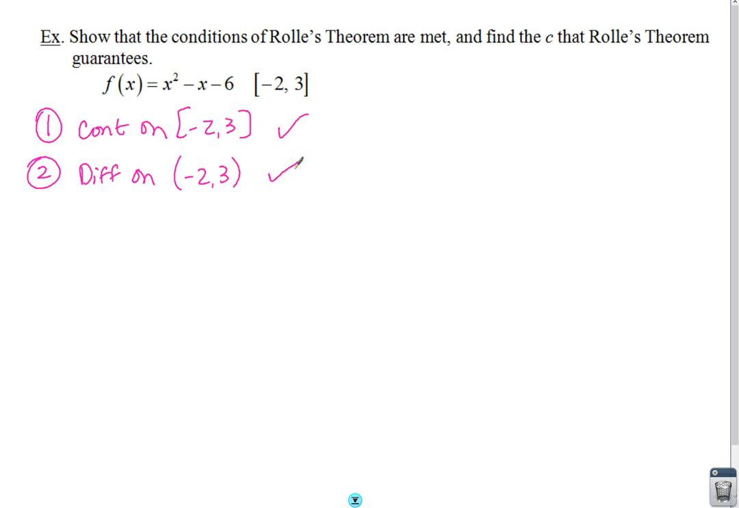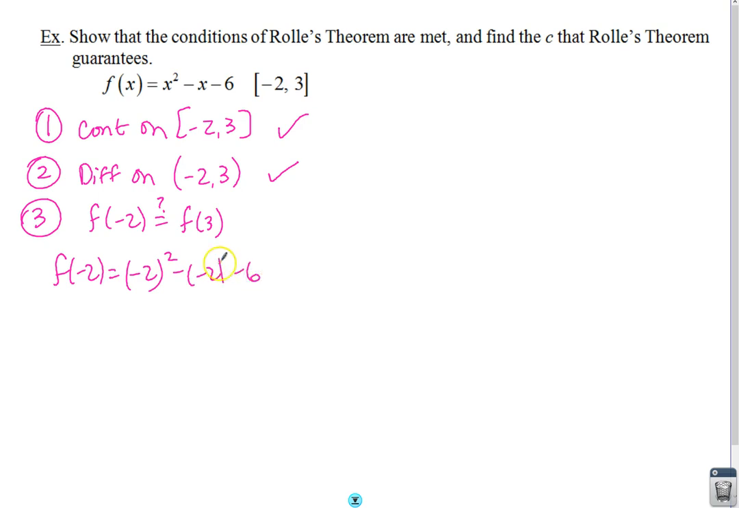Okay. Condition number 3, is f of -2 equal to f of 3? Well, I don't know. Let's check. So f of -2 is going to be (-2) squared minus (-2) minus 6. So 4 plus 2 minus 6. Oops, that's not a 4, let's just reset. My bad.